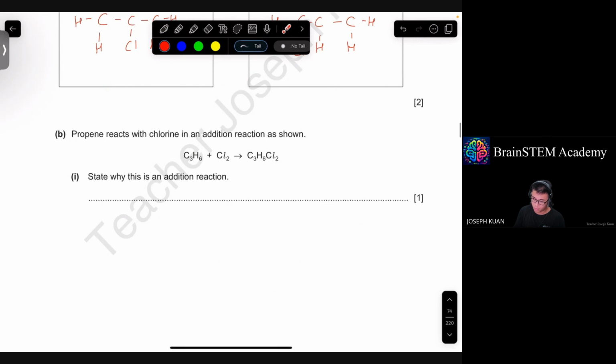Next question. Propene reacts with chlorine in an addition reaction as shown. State why this is an addition reaction. Because it only forms one product, when two reactant molecules join.